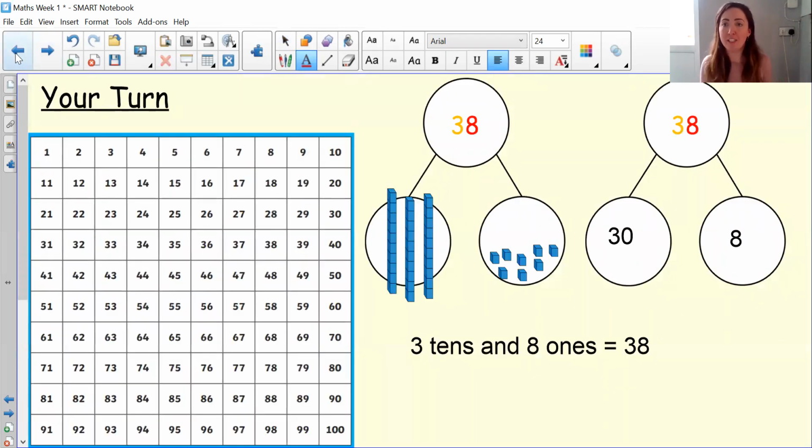So if you head on over to Teams, you can download this assignment, print it off, and then fill in your part whole models. There are lots of questions like the ones that we've done today, and there's also a stretch challenge at the end where you have to cut out the different representations and sort them into groups. So if you're thinking, oh, this is really easy today, have a go at that stretch challenge as well.